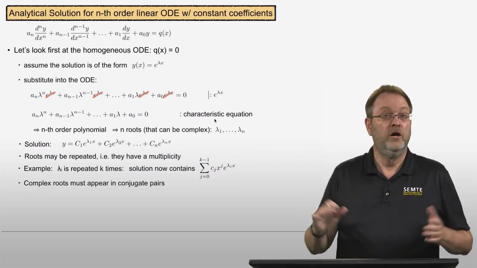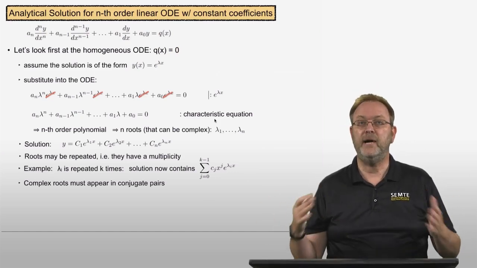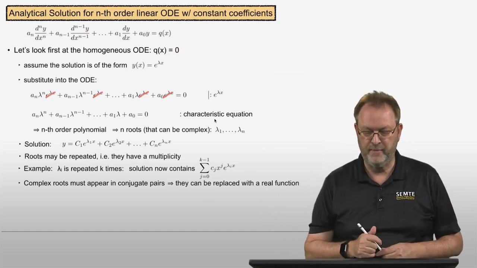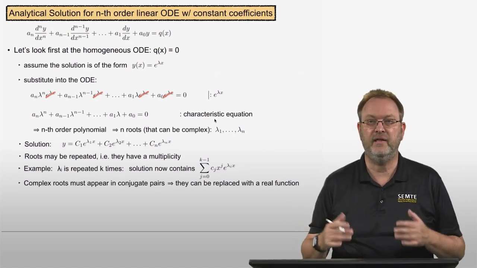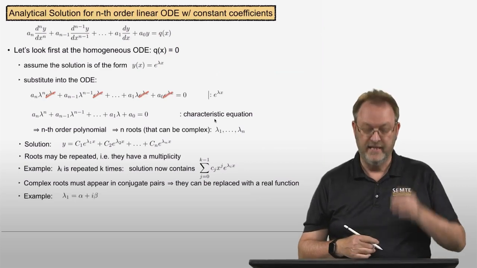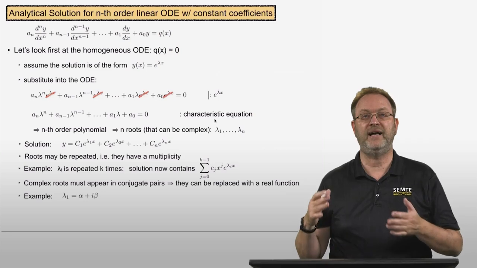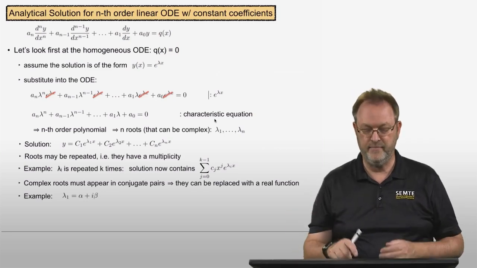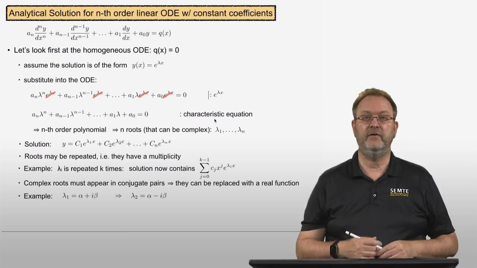Okay. Now, complex roots. These roots can be complex. They must appear in conjugate pairs, which means they can be replaced with a real function. So here's one example for that. If one of the roots lambda 1 is equal to alpha plus i times beta, where i is the imaginary number, then we must have its conjugate pair as well.